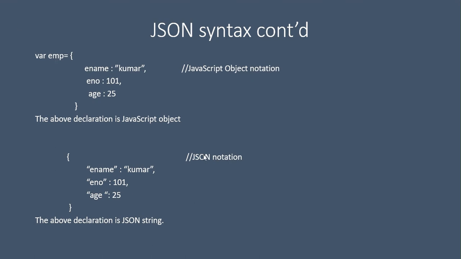If you observe JSON, there is no variable. Directly open the curly brace and close the curly brace. Inside you write your key value pairs. The only difference, observe here, is that ename is in inverted commas, enumber is in inverted commas, age is in inverted commas. All the keys must be in inverted commas. Here there are no inverted commas in JavaScript object notation. Coming to JSON, all the keys are in inverted commas. The rules for values are the same for JSON and JavaScript object. See the syntax, the only difference is this one.